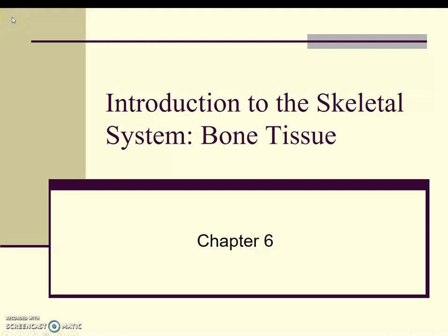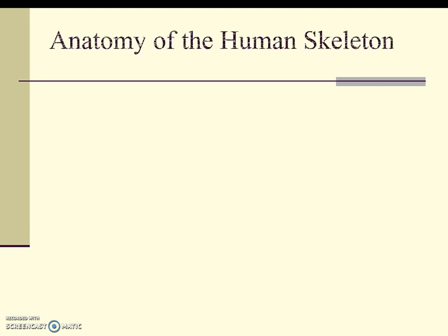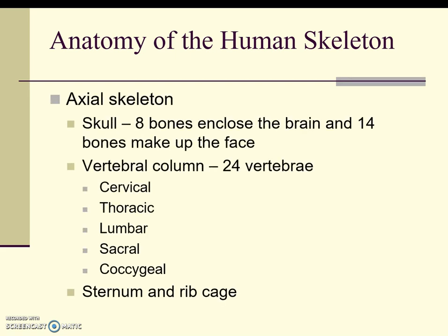Okay everybody, so we're going to start this video off with Introduction to Skeletal System, Chapter 6, which is on bone tissue. So we've talked about a lot of this stuff in lab already, and some of it you may just already know, but we're going to go through it here. The first part of the skeleton is called the axial skeleton.